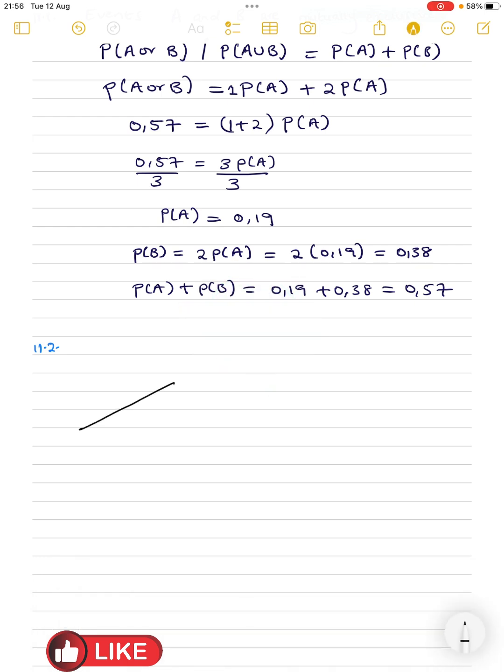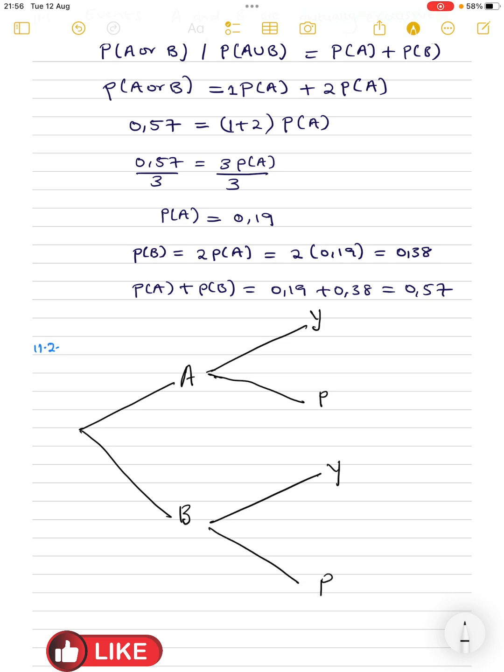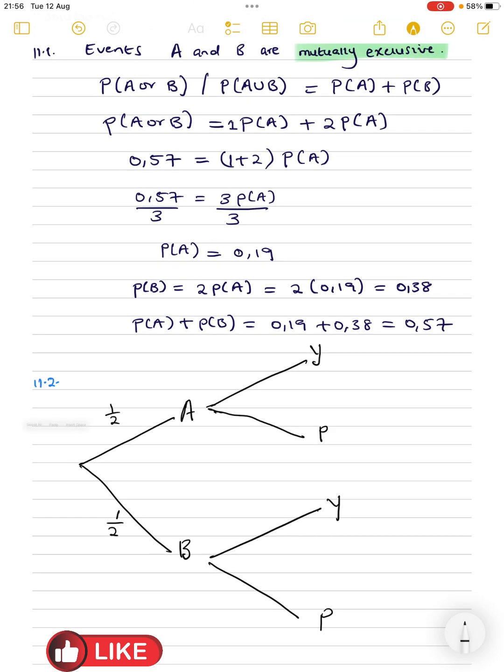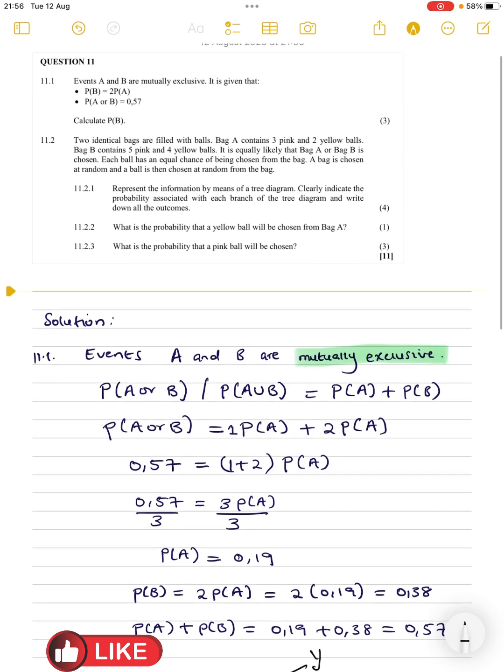I have 2 bags, bag A and bag B, and in the 2 bags I have 2 colors, yellow ball and pink ball. Again, it's a yellow ball as well as a pink ball. The probability of picking bag A, I'm told, is half, and the probability of picking bag B is half.